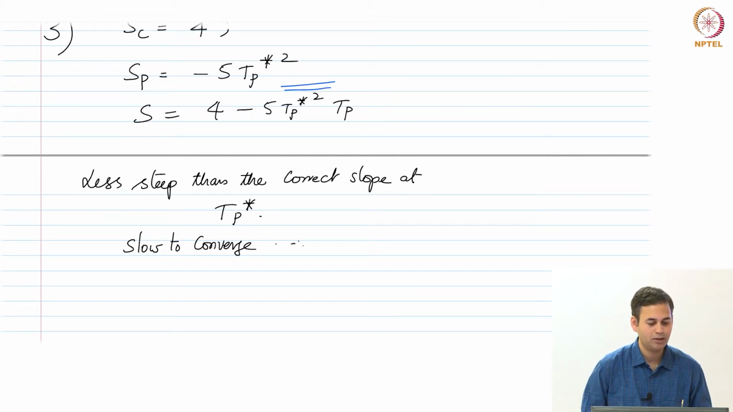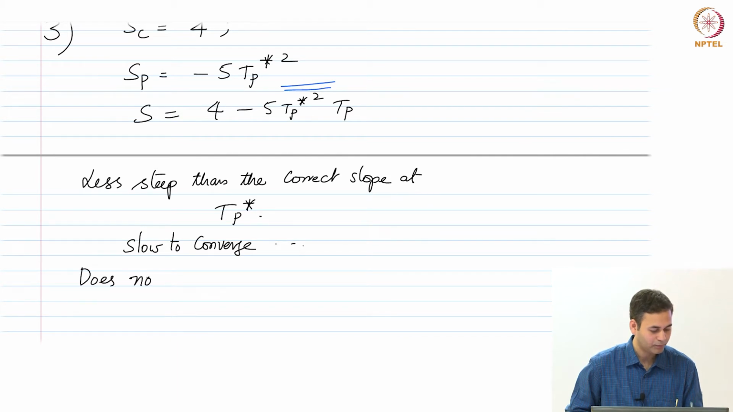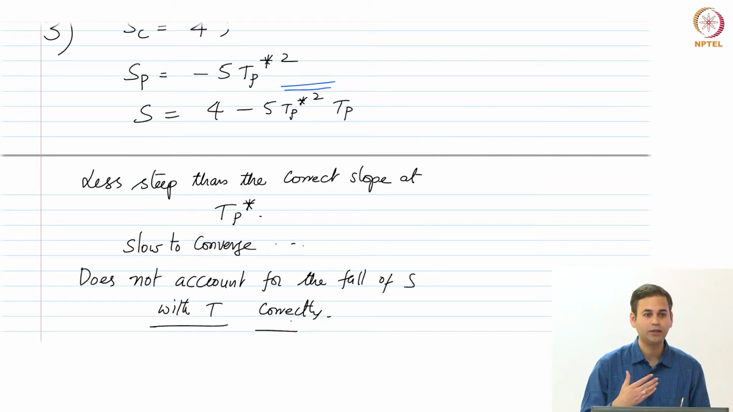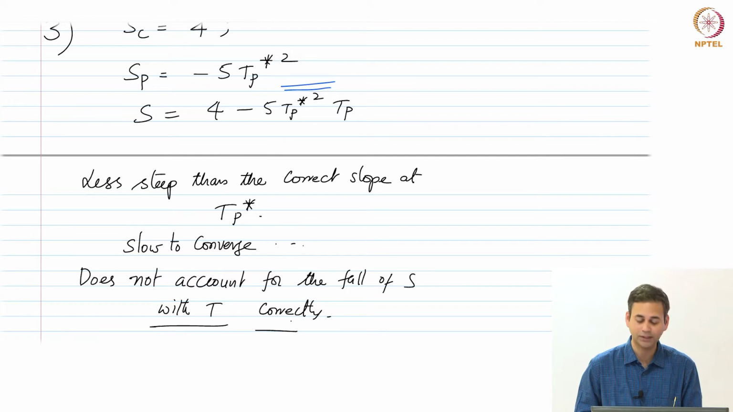Fine, and it also does not account for the fall of S with T correctly. It does not correctly account for the amount of fall of S with respect to T at Tp star. So as a result, this would also be slow to converge.